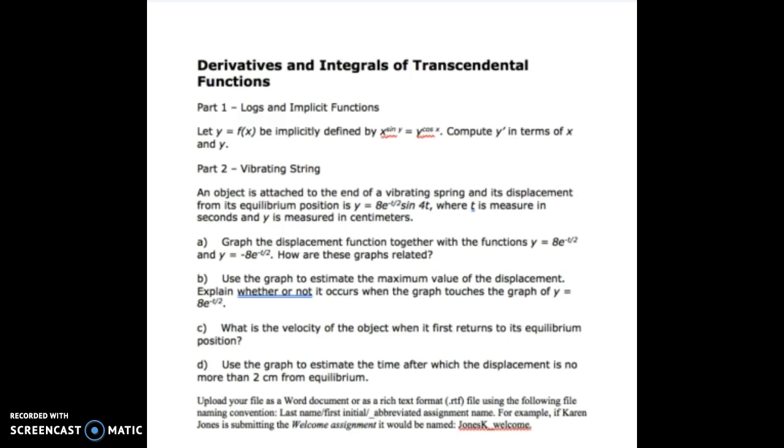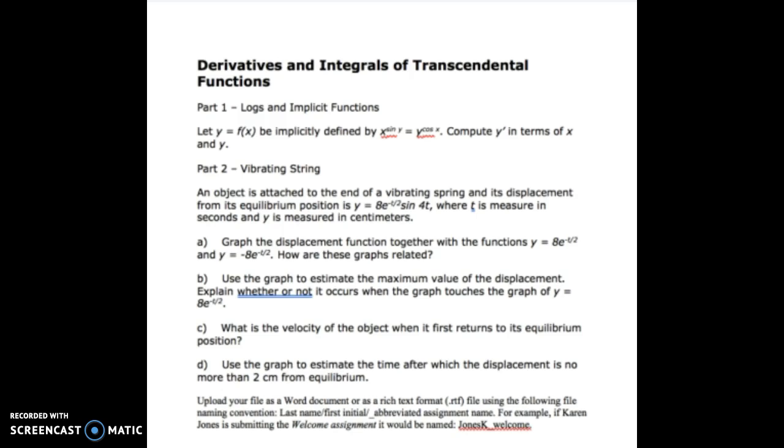You have your left side of your equation and your right side of the equation. So use the properties of logs somewhere in your work. I think that you will find that that helps you in implicitly deriving both sides of that equation.